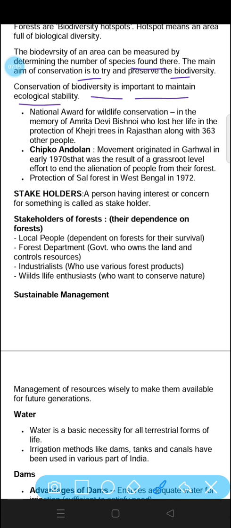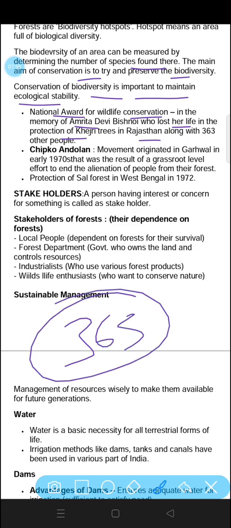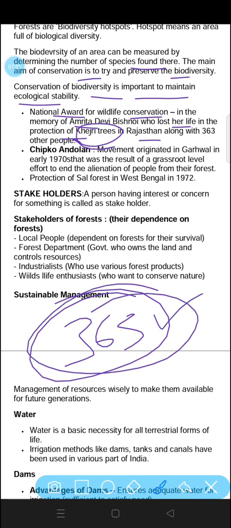Now, some of the things we need to know that have been done for the conservation of our environment. The National Award for Wildlife Conservation is in the memory of Amrita Devi Bishnoi, who lost her life in the protection of khejri trees in Rajasthan along with 363 other people, including her family as well.